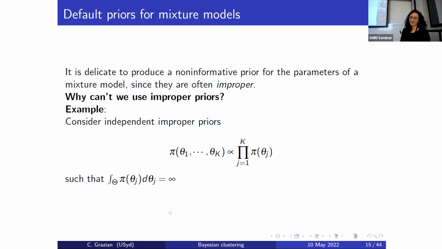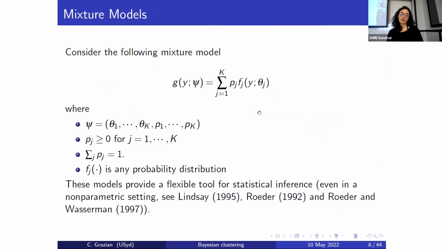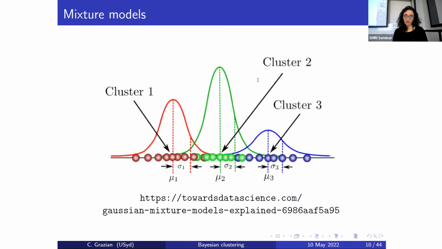I'm saying this because in the case of mixture models, improper priors are difficult to use, and in most cases they lead to improper posterior distributions. The reason behind this is that, let's suppose that we are using independent priors for the parameter theta of this model. The weights are defined on a simplex, so you can imagine a proper prior for them. So let's suppose that we are just using independent improper priors for the parameters of the component distributions.